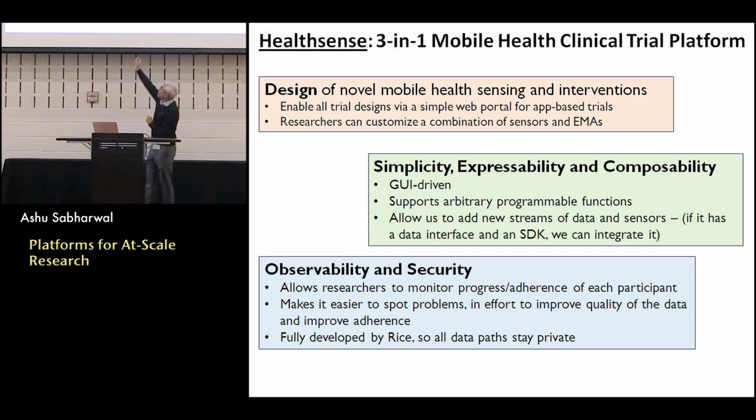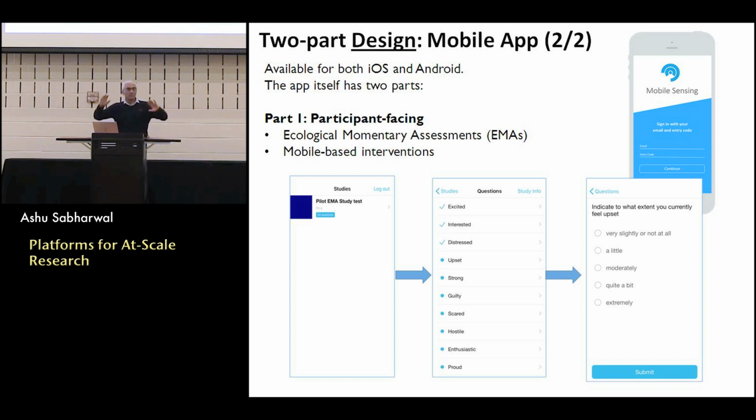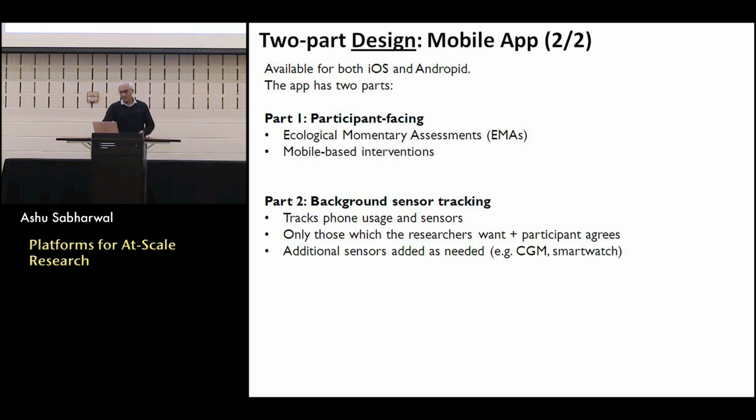And then, of huge importance, they have deep observability into what each of these participants is doing in a secure form. So really, it looks like any other cloud mobile platform, but designed specifically for running these kinds of custom trials. It has a cloud component, and it has an app component which has two parts. It can do EMAs, or the participant-facing things, and it can do a lot of background sensor tracking.